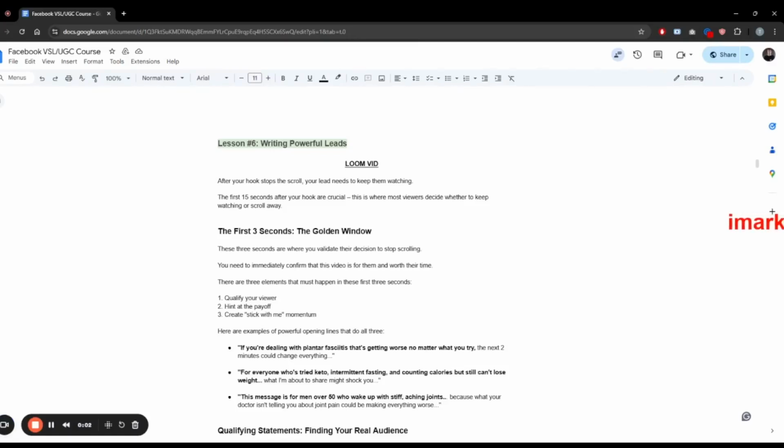So in the previous lesson, we discussed hooks, and what comes right after a hook is a lead. So let's get into how to write a powerful lead. After your hook stops the scroll, your lead needs to keep them watching. The first 15 seconds after your hook are crucial. This is where most viewers decide whether to keep watching or scroll away.